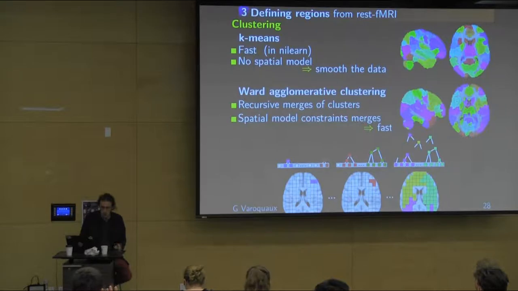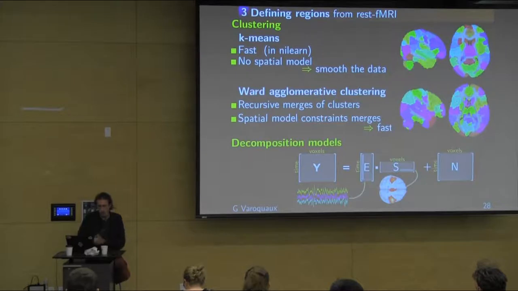Another approach is to use agglomerative clustering. The nice thing here is that it's very easy to add a spatial constraint. I should say that those two models are exposed in a parcellation object in Nilearn. So it's very simple to use in Nilearn, but I won't cover this in the notebook.